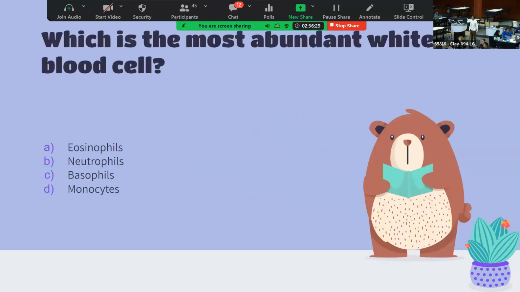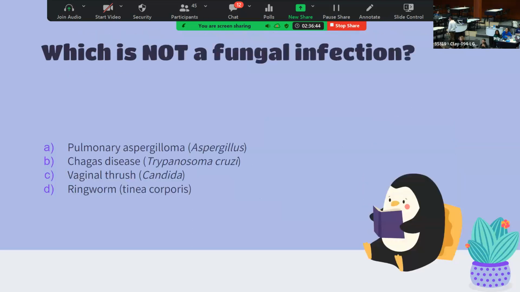All right, first question. We'll go table by table because I want to spread the love. So we'll go this table first. Which is the most abundant white blood cell? Nice. Next table. Which is not a fungal infection? Ringworm, D?